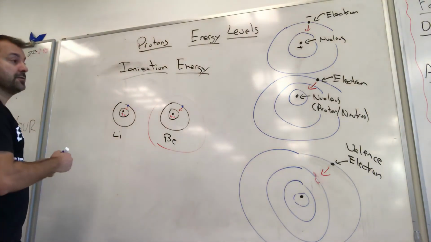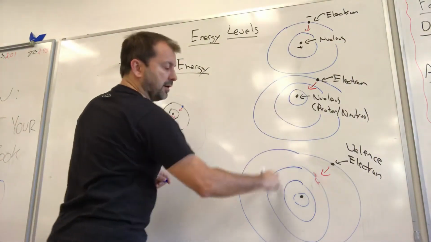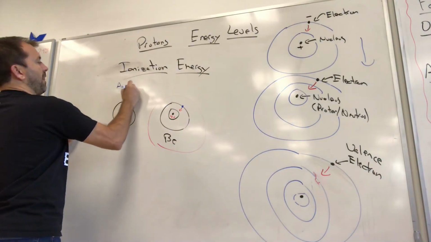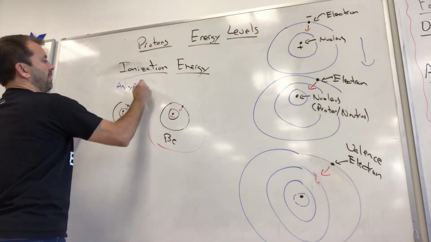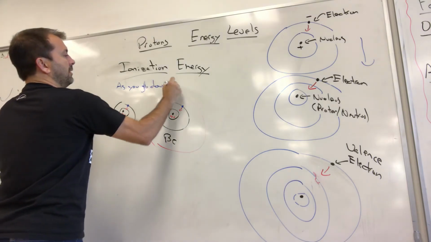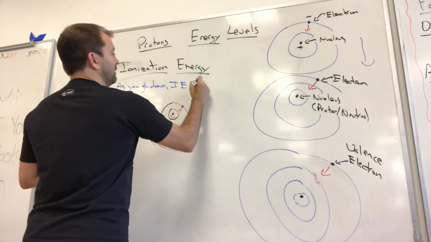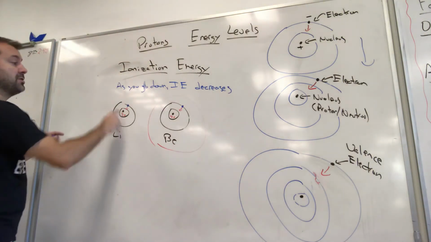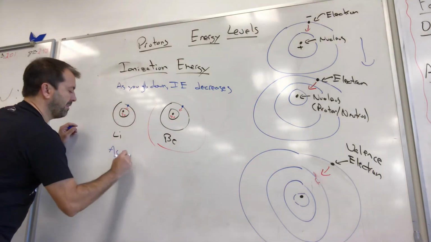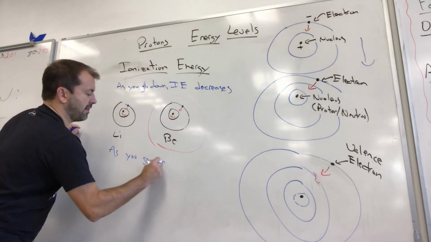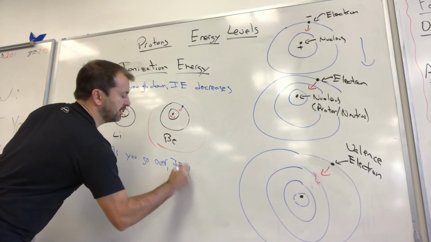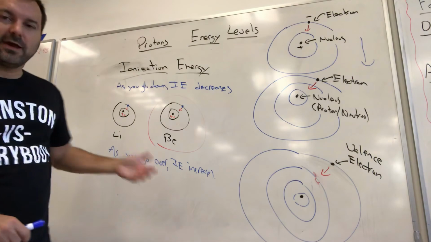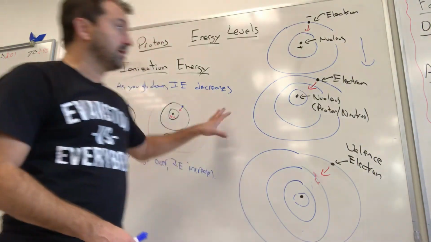And so the pattern is very simple. As you go down a family, ionization energy, IE, decreases. But we see here, as you go over, ionization energy increases. And we'll actually work with this today and do a lab with this, but this is the idea, the concept for today's class.